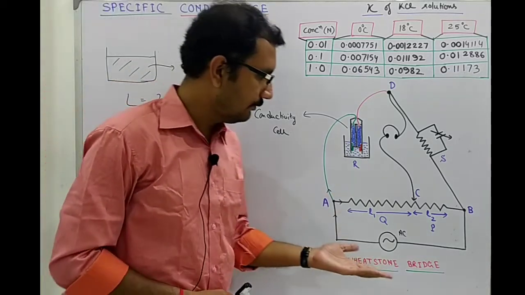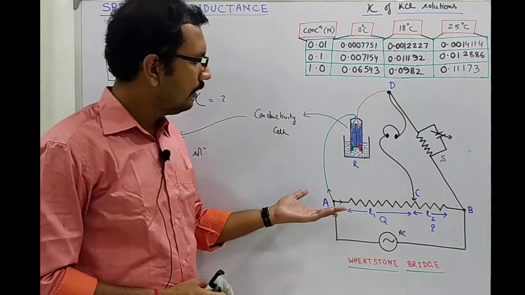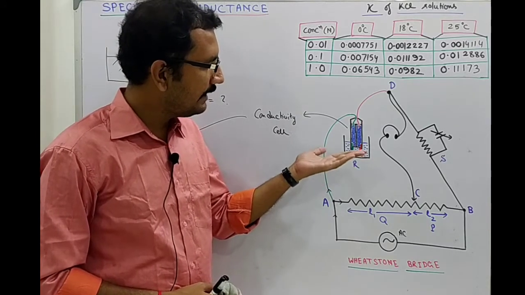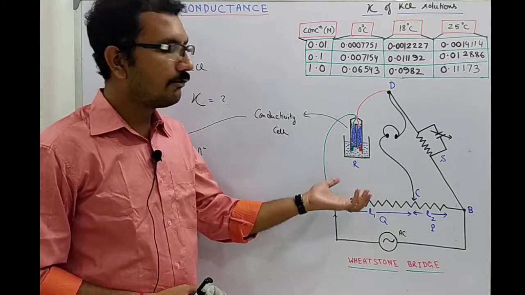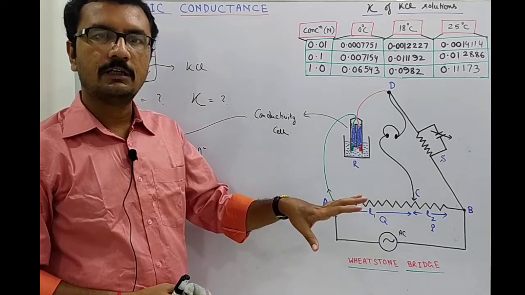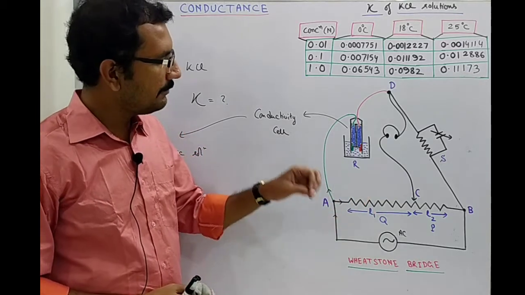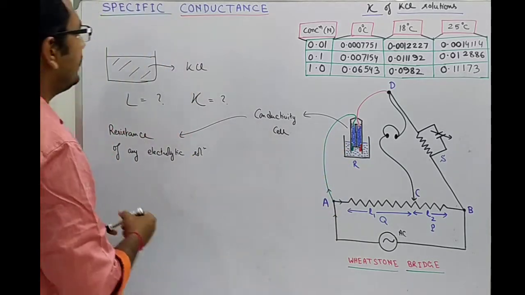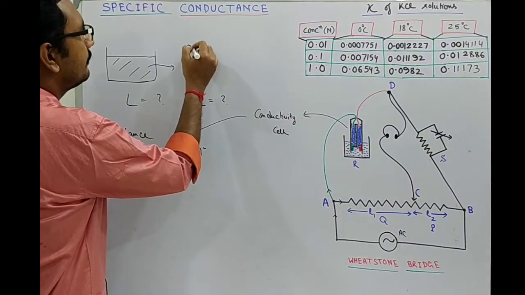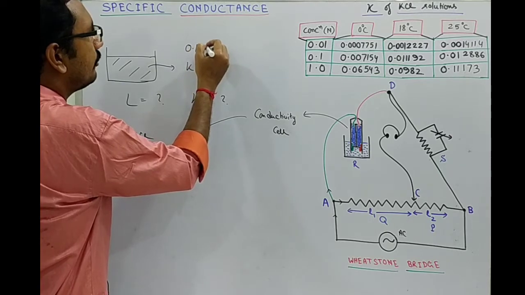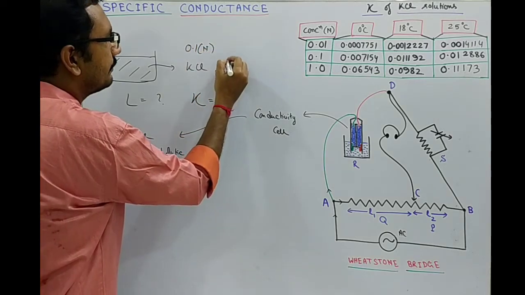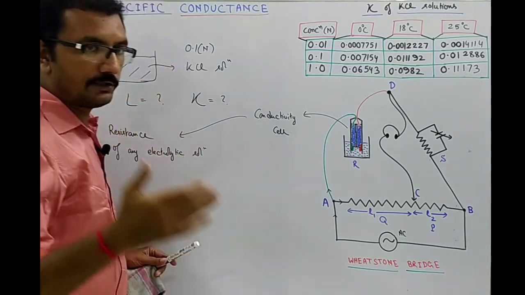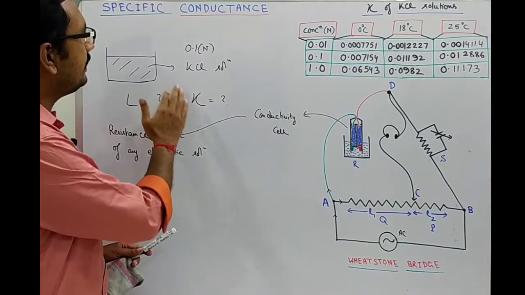What we have to do? Someone has given you an electrolytic solution. He or she has mentioned the concentration of it. Say he or she has given you 0.1 normal KCl solution and has asked you to determine its conductance.